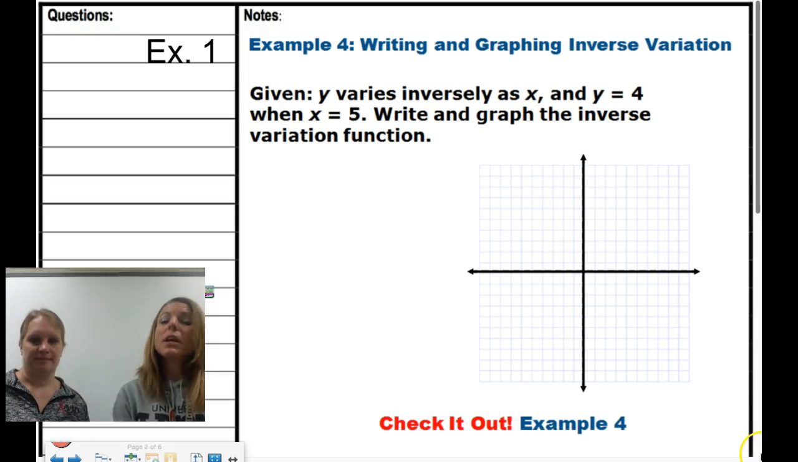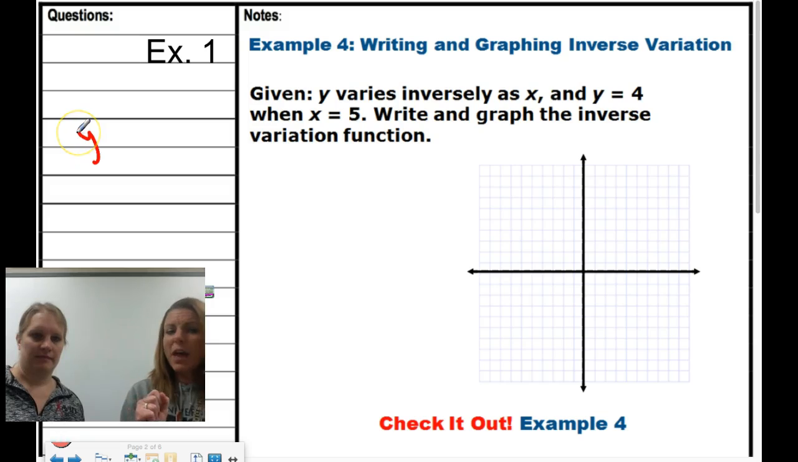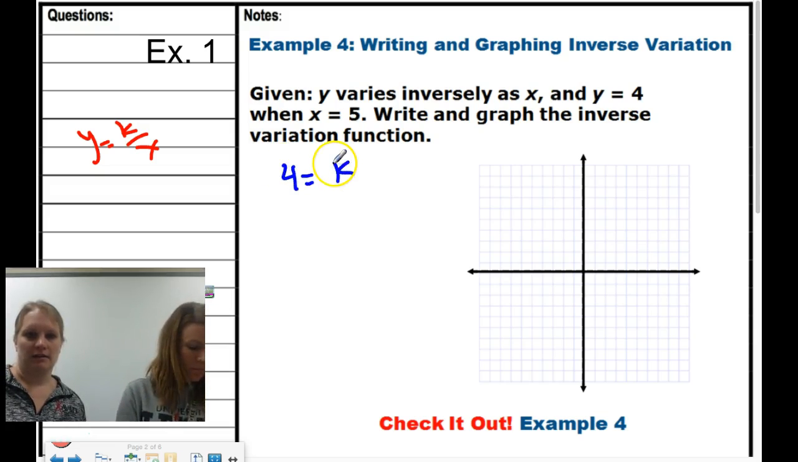Here we go. We are given y varies inversely as x. The minute you hear that, you're going to write y equals k over x. We know y is 4, we know x is 5. So let's write the function and graph it. Y is 4, we don't know k, and x is 5. So now we just solve.